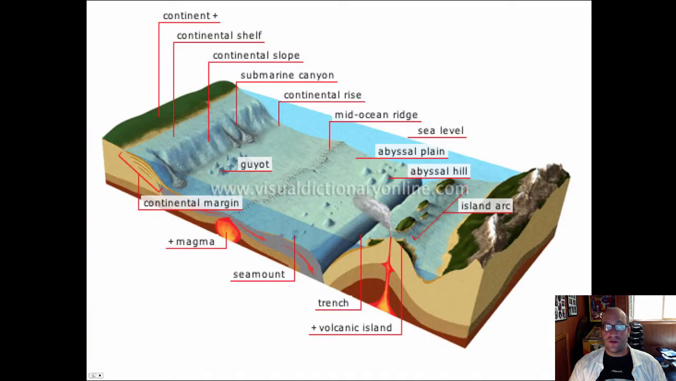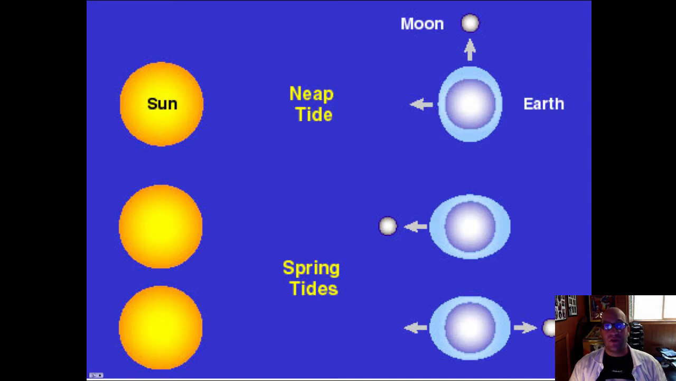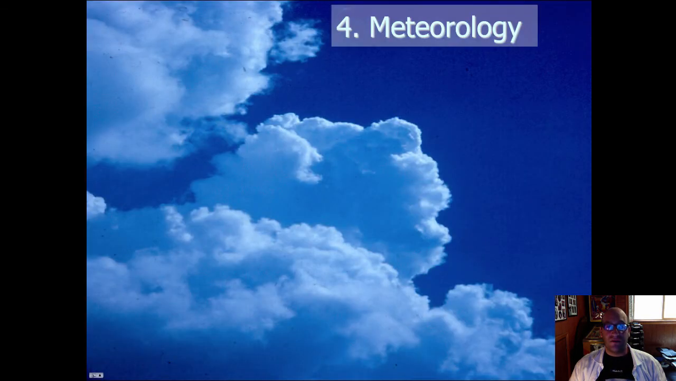We'll take a look at the structure of the ocean. We'll take a look at tides. This kind of ties in with astronomy, showing the relationship between these branches. Then we'll move over to meteorology. This is where we'll spend most towards the end of the year, maybe the last month of school.